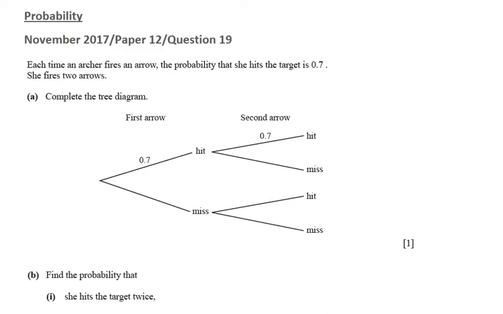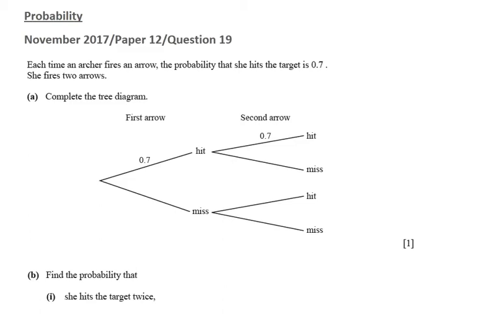Okay, here we have another question of probability. This question is from November 2017, paper 1, question 19. According to this question, each time an archer fires an arrow, the probability that she hits the target is 0.7 and she fires 2 arrows. So the probability if it hits the target is 0.7.